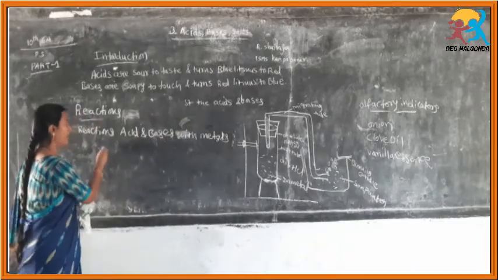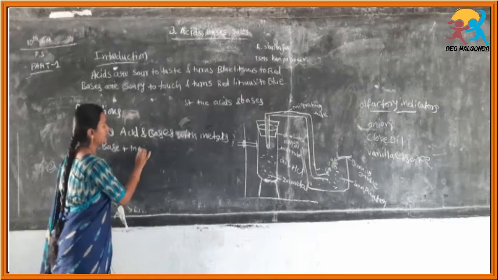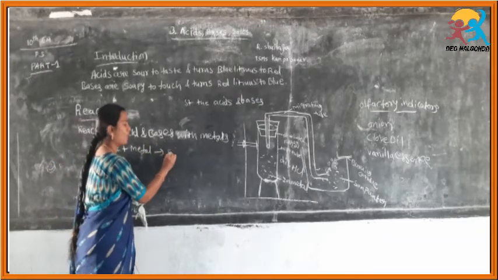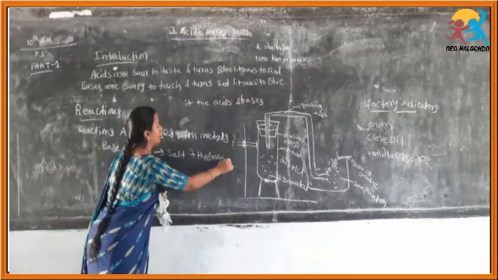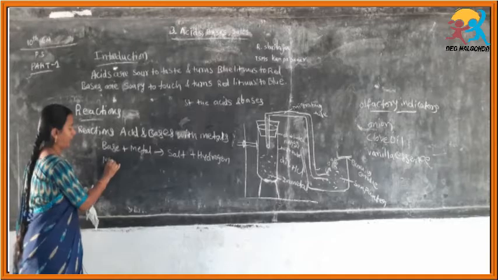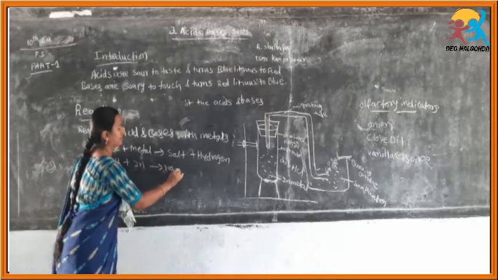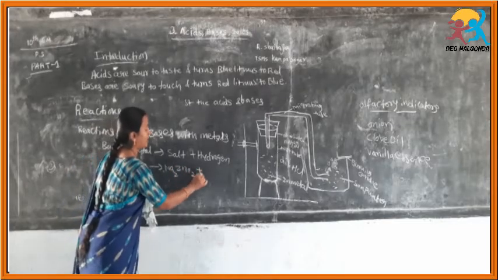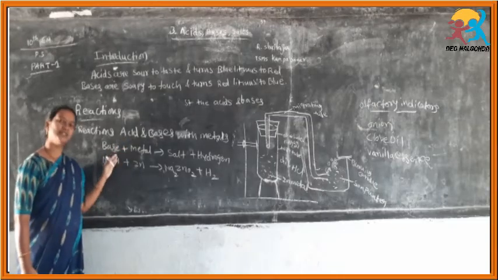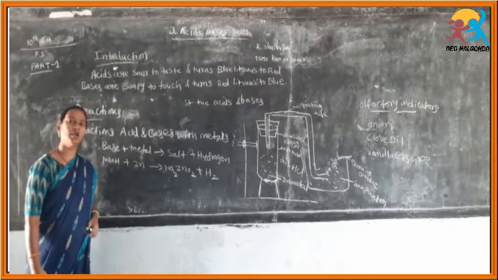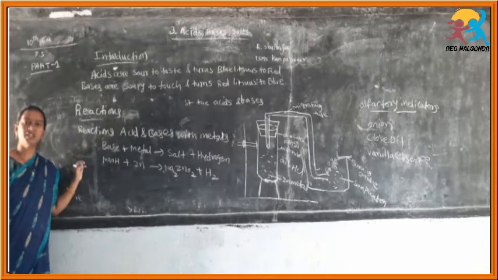Similarly, bases also react with metals and give the corresponding salt and hydrogen gas. For example, if you take NaOH and react it with zinc metal, it gives sodium zincate, Na2ZnO2, and releases hydrogen gas. Acids and bases both react with metals, giving a salt and hydrogen gas. So this is one of the reactions of acids and bases with metals.